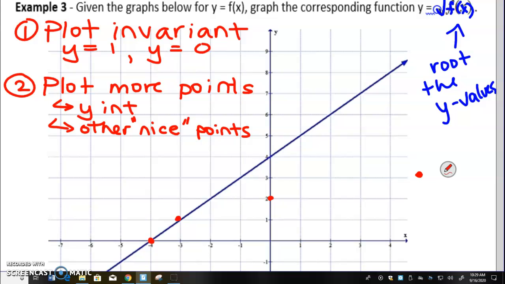Now the final thing you have to make sure is between your invariant points, you need to connect the dots above your original graph, and then the rest of your graph will end up being below your original graph.